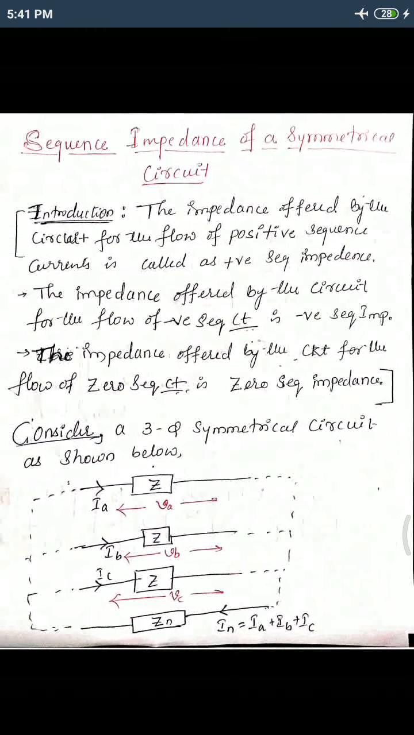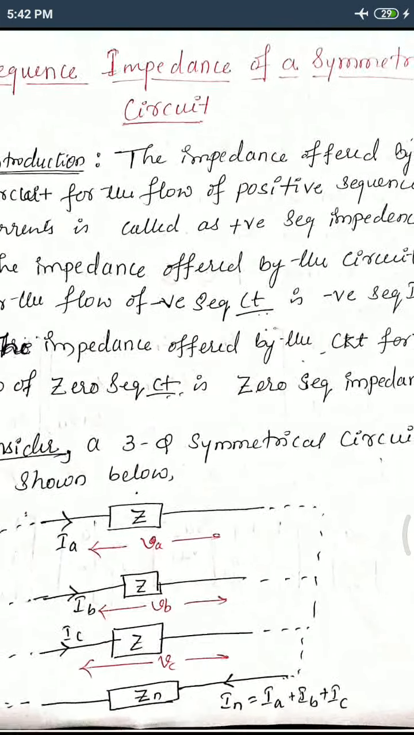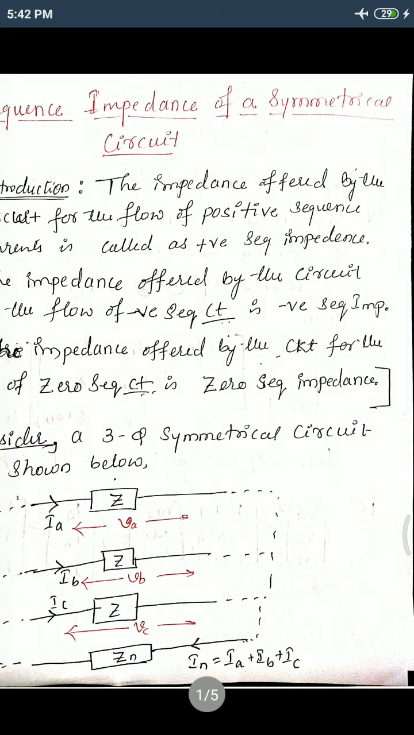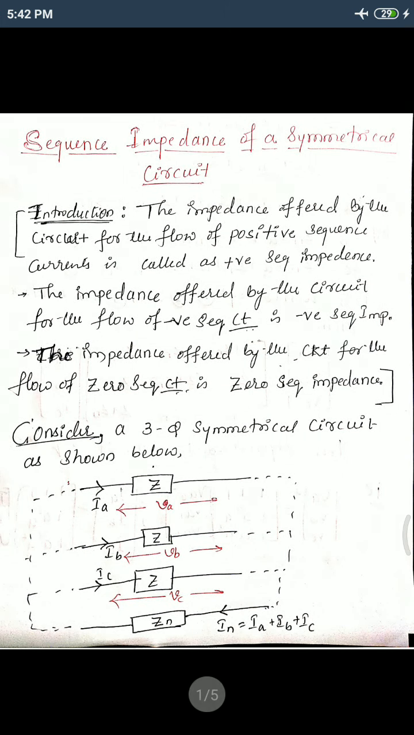Let's define the positive sequence impedance, negative sequence impedance and zero sequence impedance. As we know the impedance definition, in a similar way we are going to define it with respect to each sequence. The impedance offered by the circuit for the flow of positive sequence current is called the positive sequence impedance. Similarly, the impedance offered by the circuit for the flow of negative sequence current is called the negative sequence impedance. And the impedance offered by the circuit for the flow of zero sequence current is called the zero sequence impedance. Now we have all three definitions.